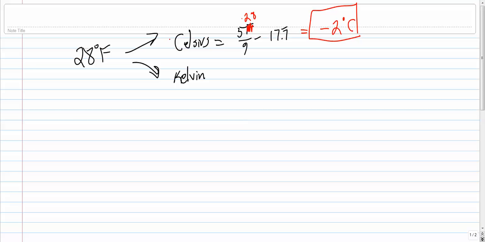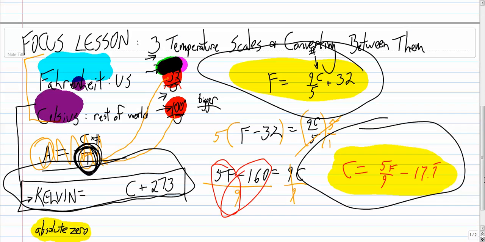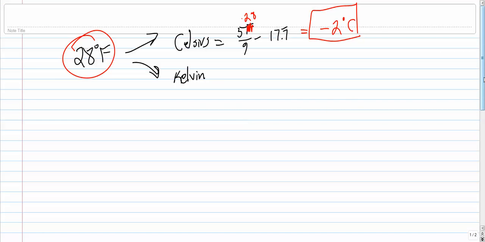Okay. So on a 28 degree day, of course, that is below freezing. Let's go back to our original stuff here. Water freezes at 32 in our scale, 0 in the Celsius scale. So it makes sense that a temperature of 28, which is a little bit below freezing, would be negative 2, a little bit below freezing.